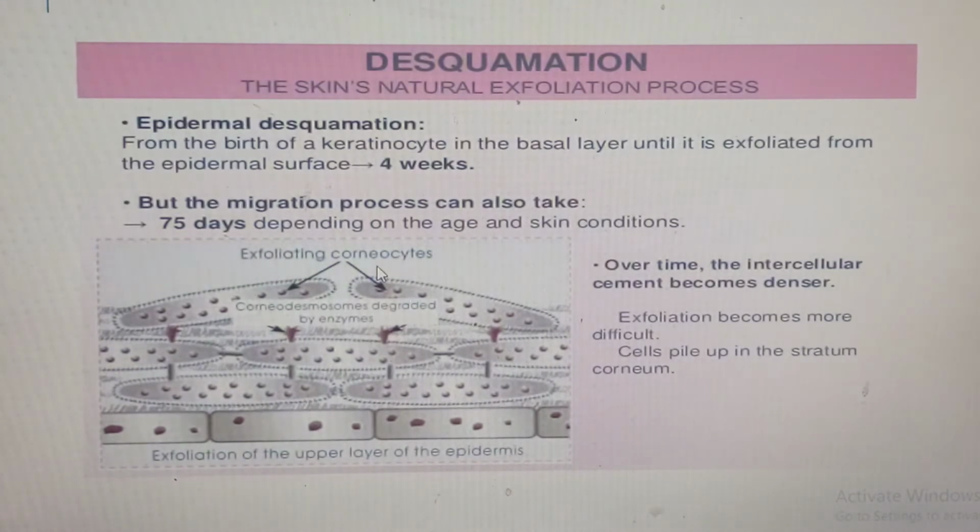Those cells, although they are keratinocytes, because they are in the corneal layer and don't have nuclei, we call them corneocytes. Corneocytes in the corneal layer. We said that over time the intercellular cement becomes denser, so the connection between these cells becomes denser. At old age it becomes very dense, and that makes exfoliation difficult, so it may take some time before they get exfoliated. So that is what we have to know.